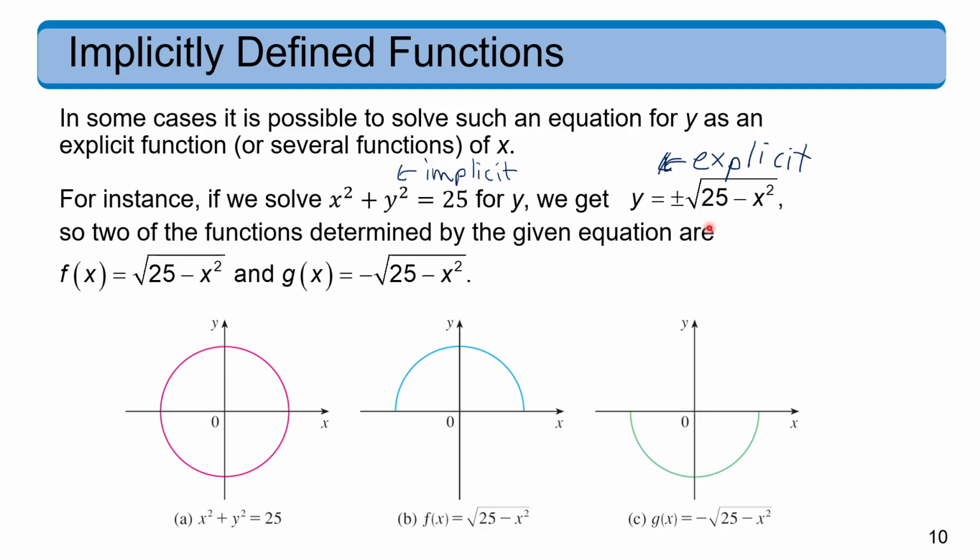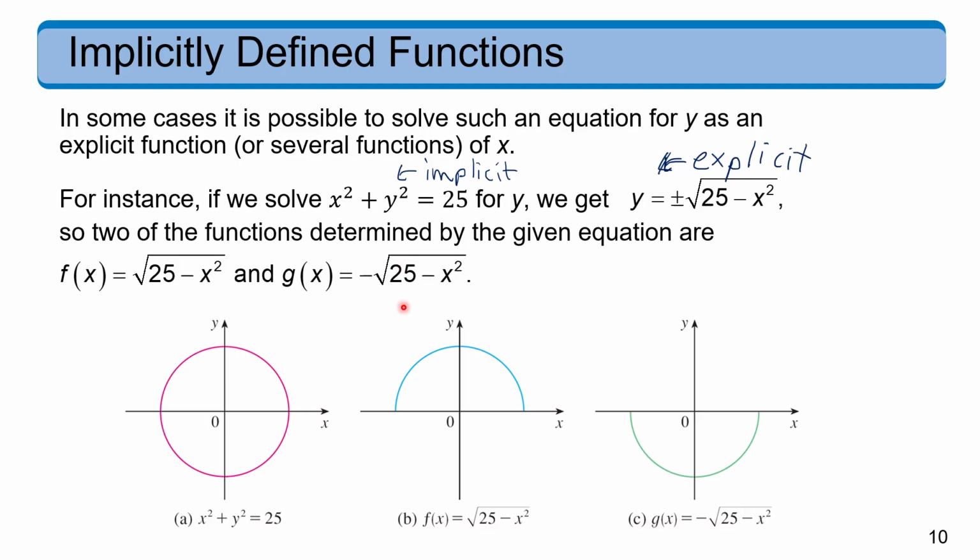Now look at the two functions we got in explicit form. If you take the version with the plus, that means the y values are always positive, so it's only going to give us the top half of this circle. So here's the graph shown here when we take the plus. When you take the minus, all the y values are negative, so that gives us the bottom half of the circle. Okay, so we have two explicit equations that put together correspond to the original implicit.